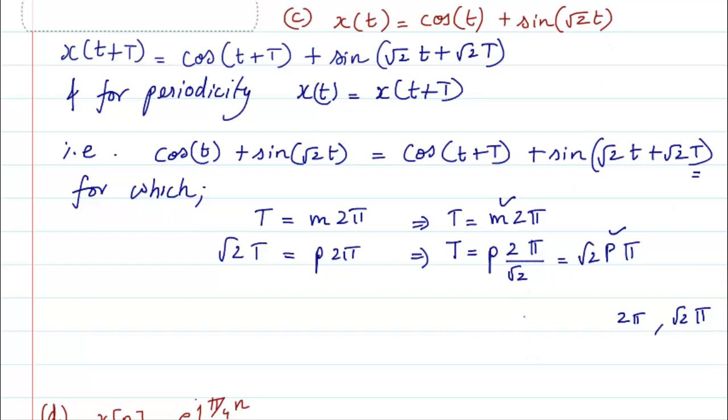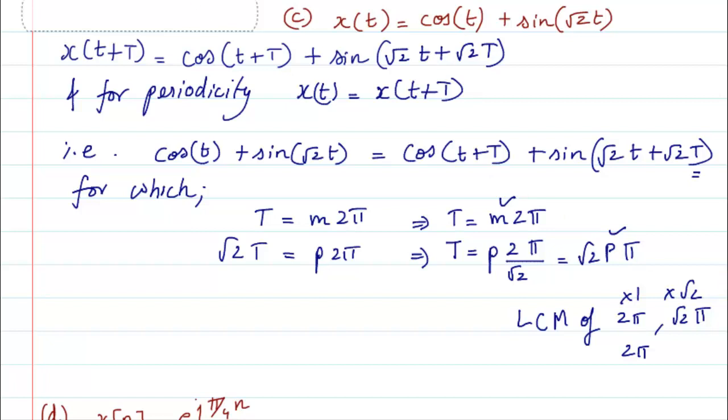Because if you find out what is the LCM of 2 pi and root 2 pi, I can say that the LCM is 2 pi. Because if you multiply 2 pi with 1 and root 2 pi with root 2, then you will get the value as 2 pi in both the cases. But we want the value of m and p to be an integer, and we can see that this is not going to be an integer. That's why the signal is not going to be periodic.